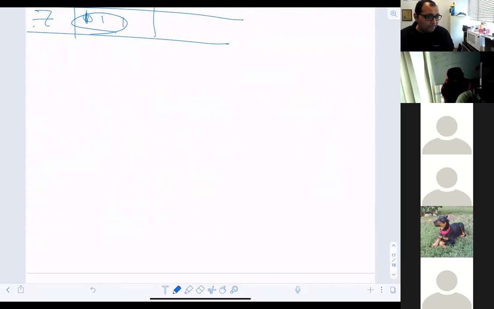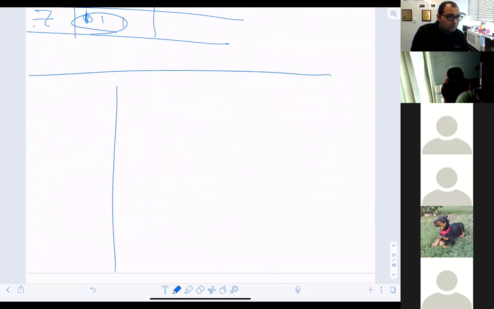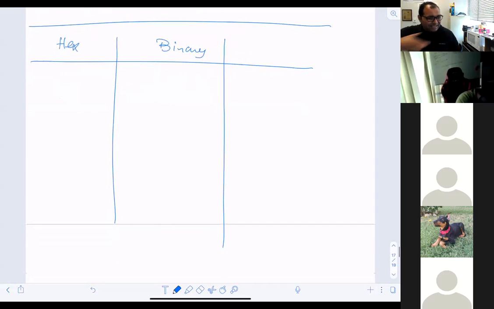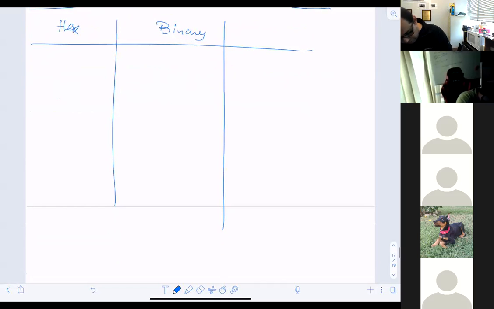What do you think? So for hexa, we have how many numbers? It's hexa. That means base 16. So that means 16 minus 1, so I have 0 to 15. Right? So you look like this, hexa here, and here is the binary. So I'm expecting this table will have 16 rows.